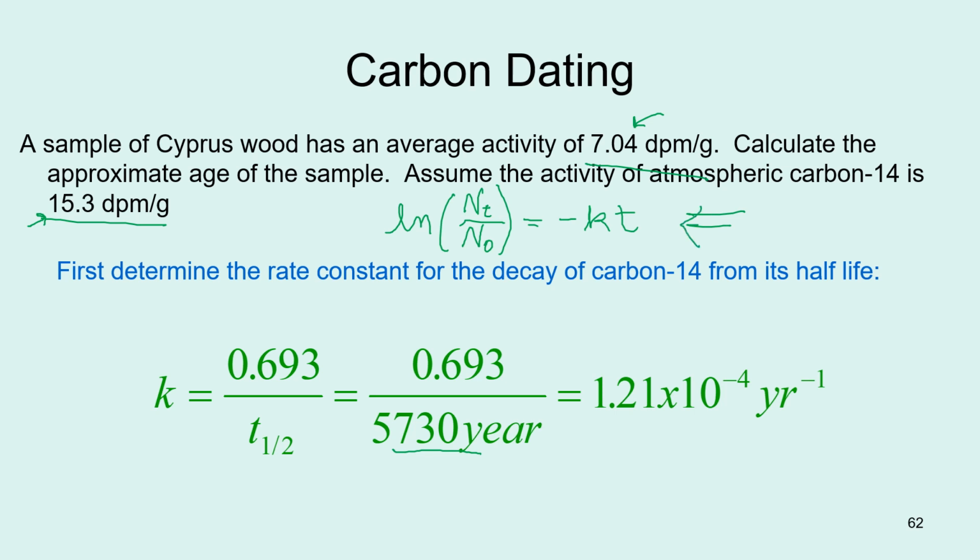What are our values? Let's get a different color. So this is our N initial. So that's initially what it is. Here's our N at this particular time since it was cut down. The time is what we're looking for. And one other thing we need to do is find out what K is. So we know that we can take K as 0.693 divided by the half-life, in this case 5,730 years. So our K value is 1.21 times 10 to the minus 4th inverse years.